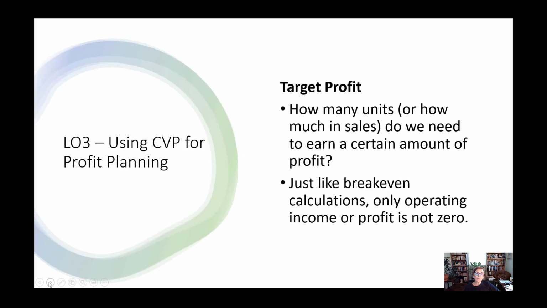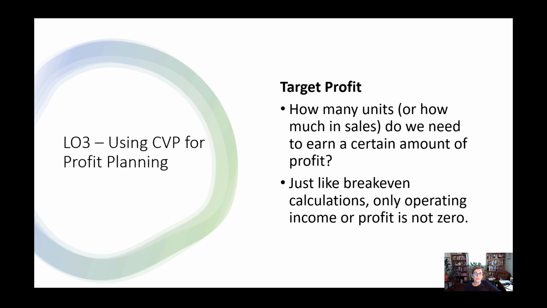All right, now, of course, most companies don't want to break even. A lot of times if you're starting a business, you might be interested in knowing, well, where do we need to get to break even, right? But after that, companies are more likely to ask the question, how many units do we need to sell to earn a certain amount of profit? Because they want to earn profit.